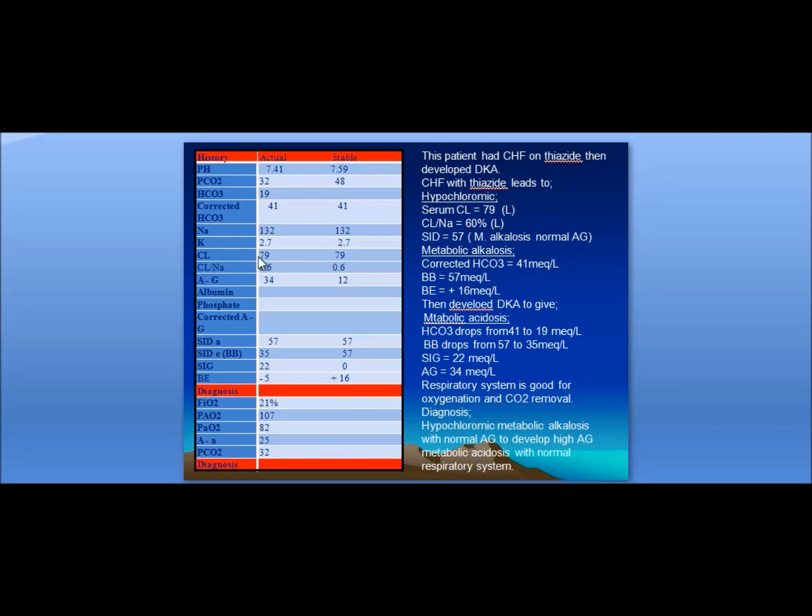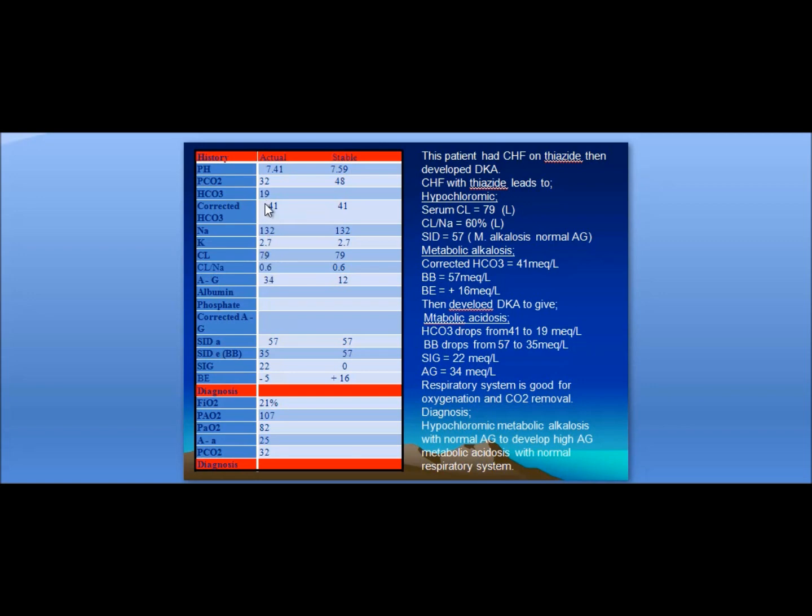Let's come to the second item, which is chloride. Chloride 79 is low. Chloride to sodium is very low. Instead of being 74%, it is 60%. So this is hypochloremia. Come to the strong ion difference. Hypochloremic is more than 40, metabolic alkalosis. And when you come to the corrected bicarbonate, it's very high, 41.